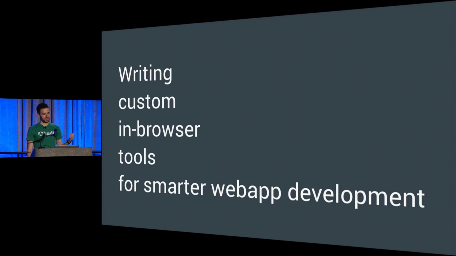So here's the title again. Little generic wording here, so we'll elaborate and break down what I'm talking about. So what are we doing? We're creating tools, some utility to help us accomplish specific tasks. These tools are custom. They're tailored to us. They're specific to the needs of our web app. They're in browser, so they live right alongside our web apps, not in some separate environment. And they're for smarter web app development, which is just a blanket for making it faster and easier to develop, design, test, support all the different aspects of our web app.